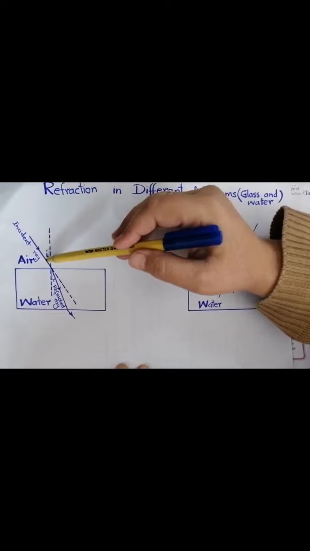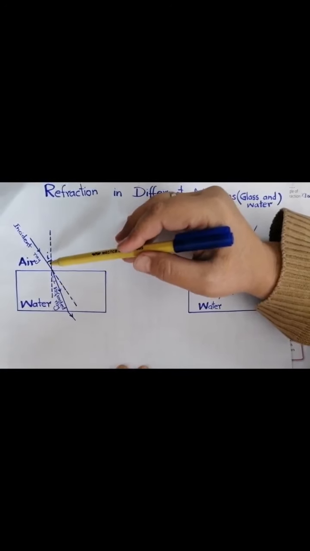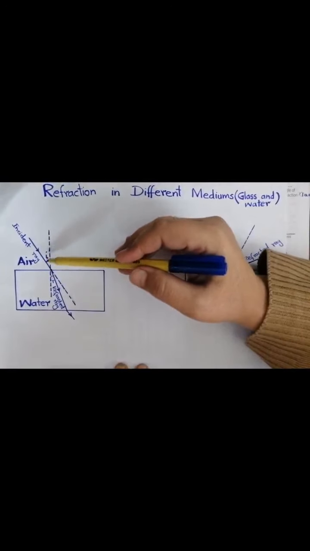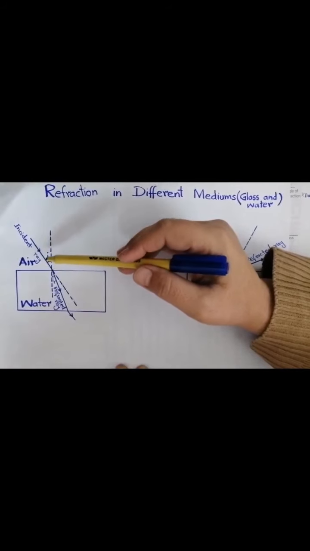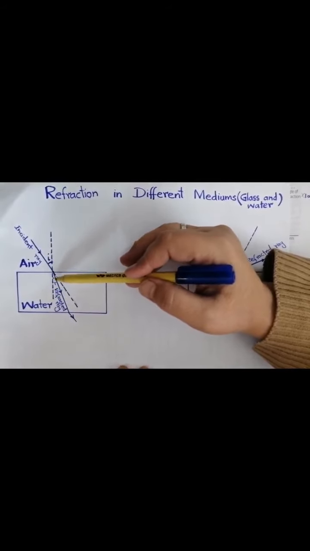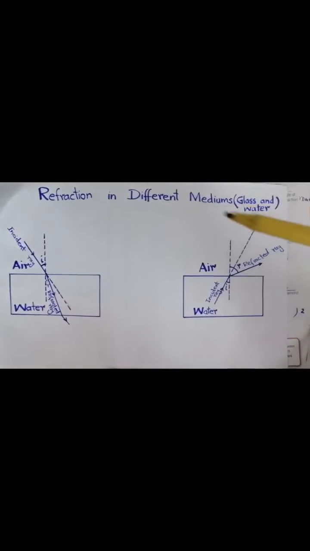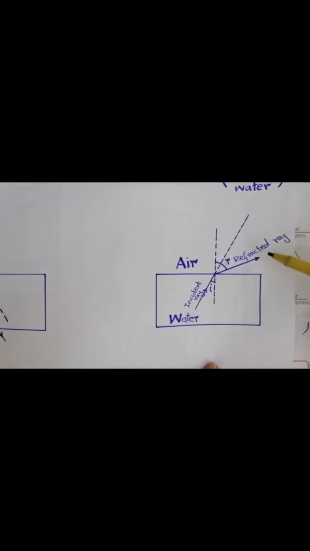So this is the angle of incidence, this is the angle of refraction, and we can see that in this case the angle of incidence is greater than the angle of refraction. We can say that when light passes from a rare medium to a denser medium, it bends towards the normal. Clear? And the case is opposite when light travels from a denser medium to a rare medium.